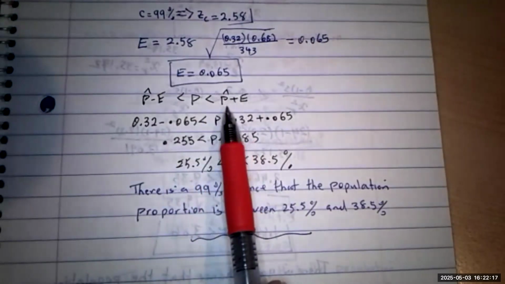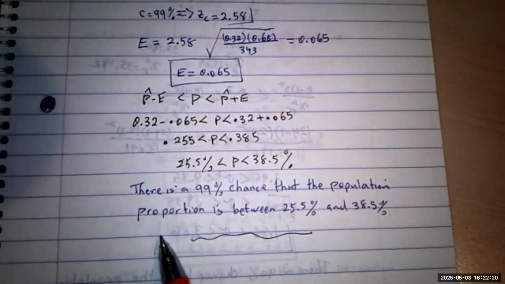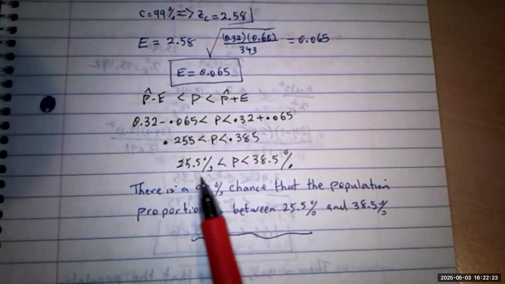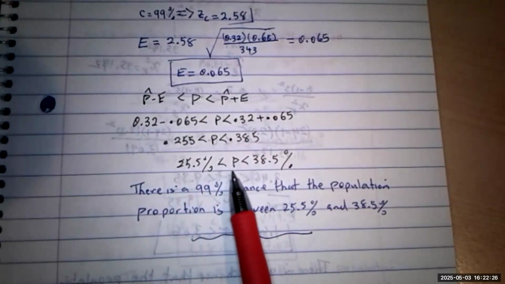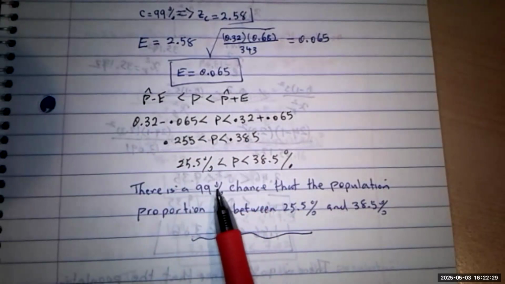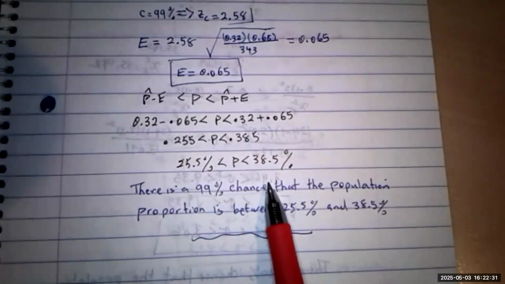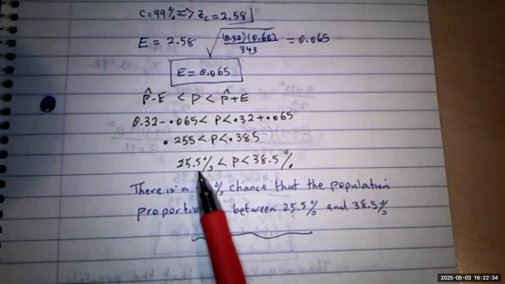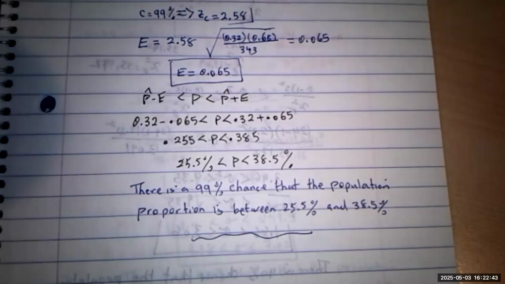And you substitute p between p-hat minus E and p-hat plus E, and you get the percentage of the people that would have a car in the college in general. So there is a 99% chance that the population proportion is between 25.5% and 38.5%. So this means in general, between 25.5% and 38.5% of the population would own the car.